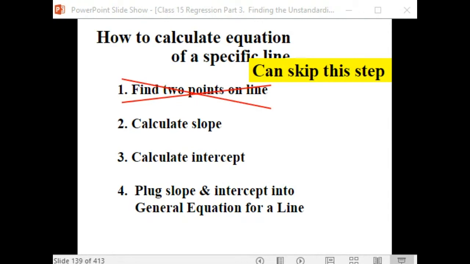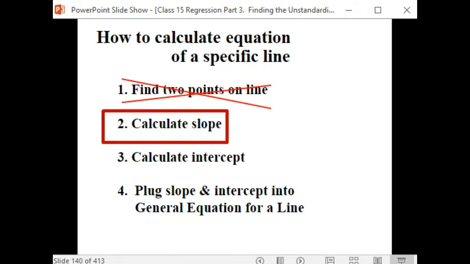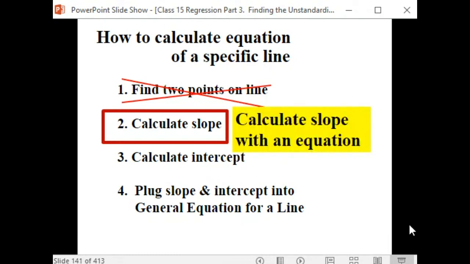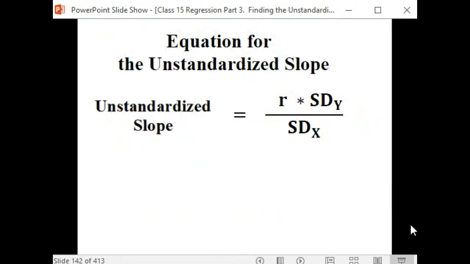Now, when we're calculating the unstandardized equation of a regression line, we can actually skip this first step and just calculate the slope. And we can calculate the slope with an equation. And here's the equation. The unstandardized slope of a regression line is equal to r times the standard deviation of y divided by the standard deviation of x. Now, I'll show you how this works.